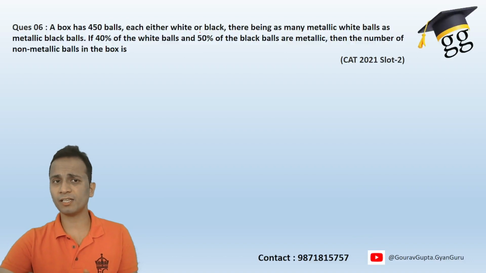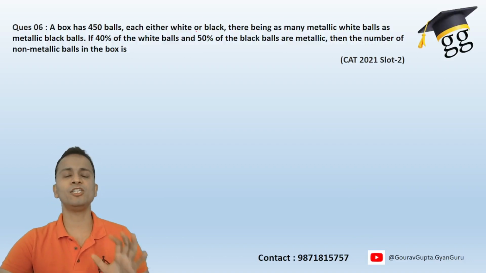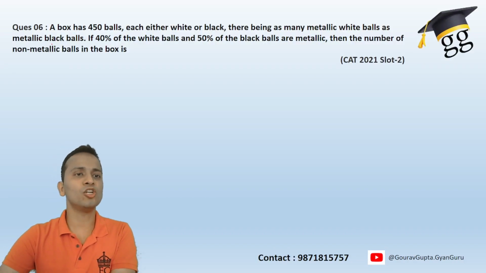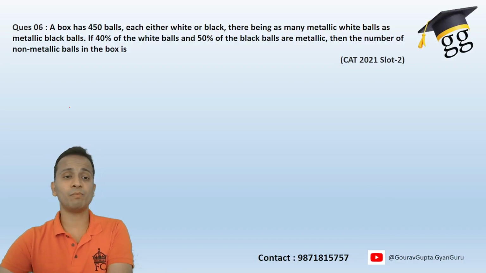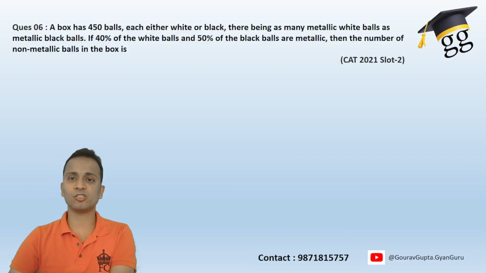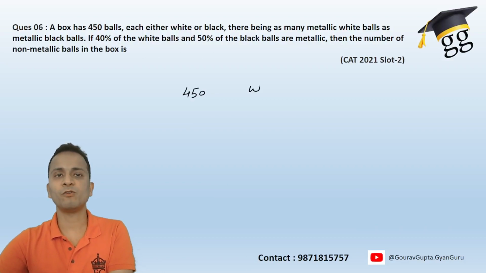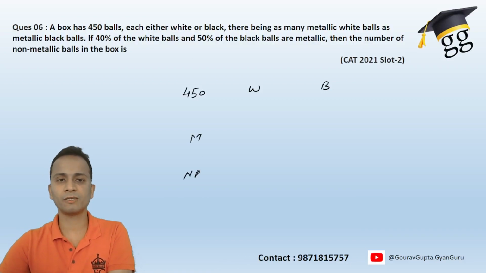So we don't have any other color. We have white or black and total 450 balls. Now there being as many metallic white balls as metallic black balls. So these are metallic, non-metallic as well. All right. So total number of balls 450, white, black, metallic, non-metallic. Okay, इस तरीके से डिवीजन कर देते हैं.